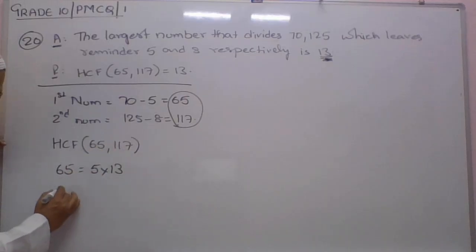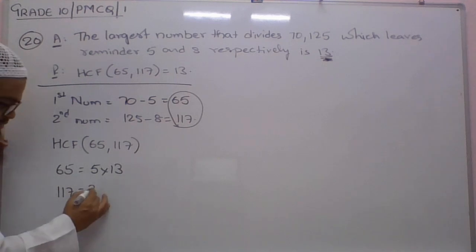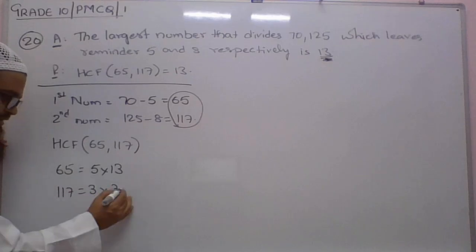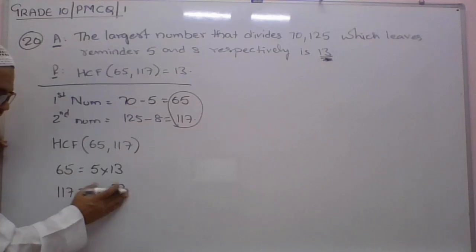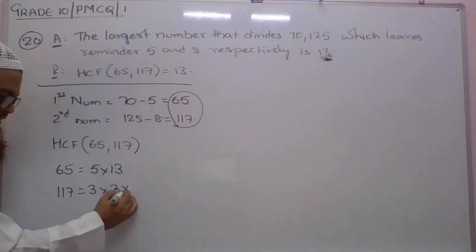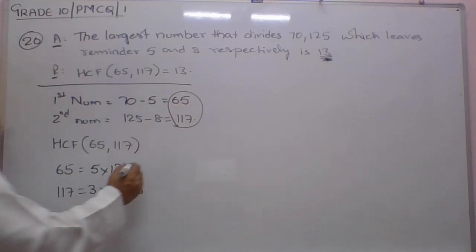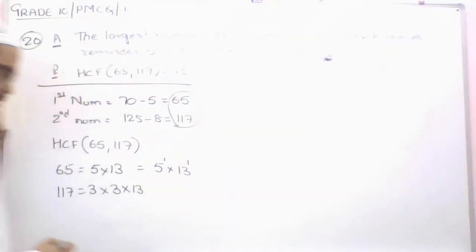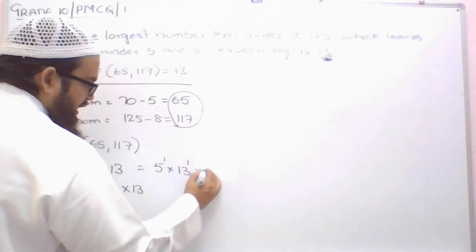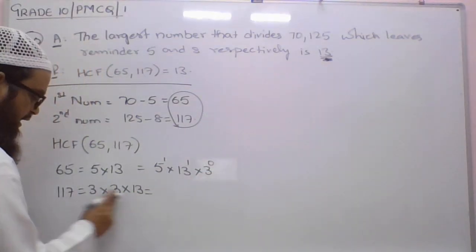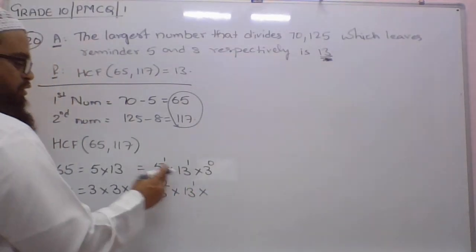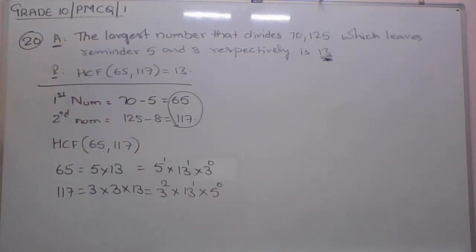Understood? Now take 117. Here 1 plus 1 is 2, 2 plus 7 is 9, so it is divisible by 3. 3 threes are 9, and 3 nines are 27. So 39 is also divisible by 3, and it is 13 times. So let me write it with exponents: 5 to the power of 1 into 13 to the power of 1, and 3 to the power of 0. And 117 is 3 square into 13 to the power of 1, into 5 to the power of 0.